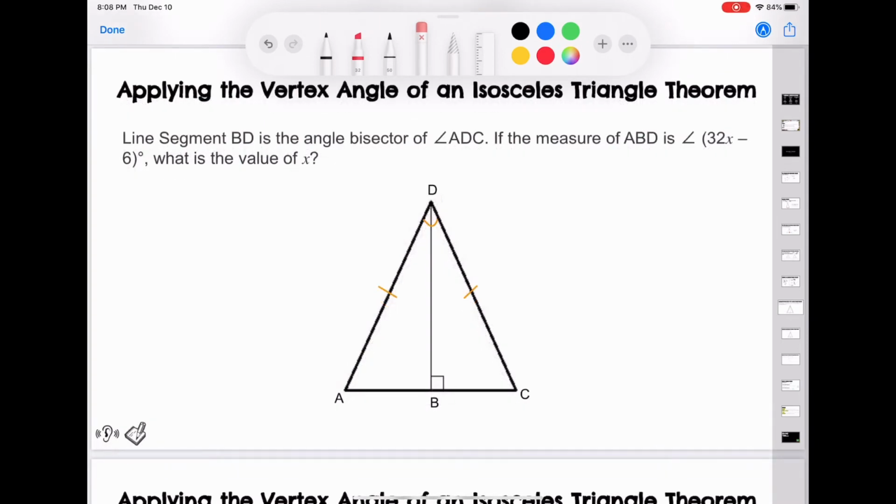The question asks, line segment BD is the angle bisector of angle ABC. So we know that DB bisects the angle ADC into two congruent halves.